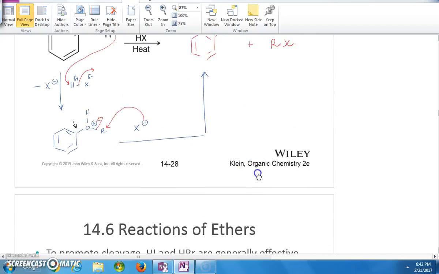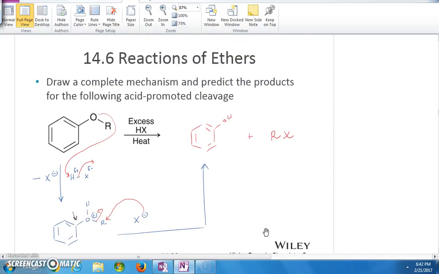So this is just an example, as you can see here. Now, if you're going to draw the complete mechanism, it first begins with protonation. It begins with the proton transfer, and then the attack of the nucleophile. Okay. Now, we're going to begin with this in the next couple of slides because I want to point out something really important.